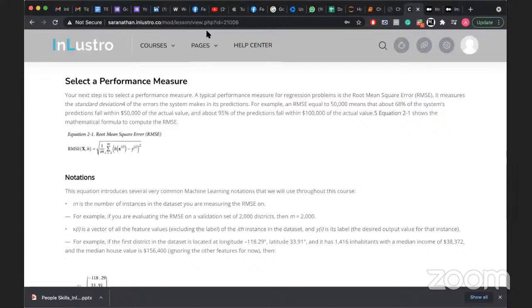So likewise, let's go back to the bell curve discussion. There is a statement made here, right? What is given? If the RMSE is equal to 50,000, it means 68% of the system's predictions fall within $50,000 of the actual value. What does that mean? Why 68%? So let's come back to the bell curve.